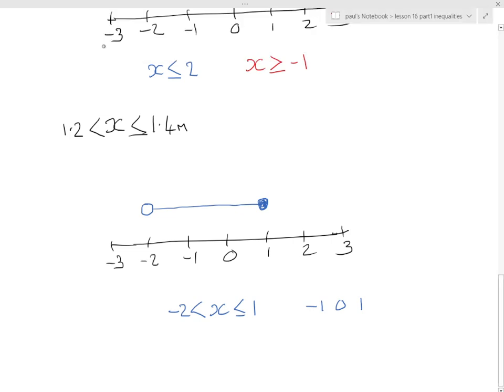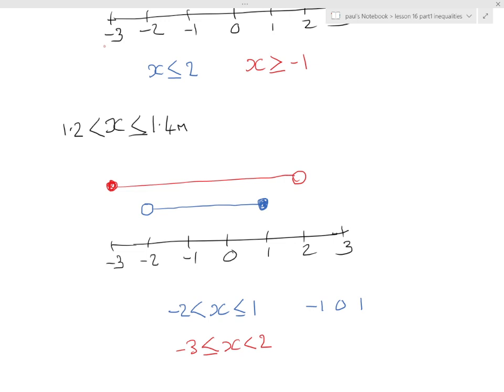And we do it the other way around. We'll do minus 3, x, and 2. Now, so we go to minus 3 and we do a closed dot there. We go to the 2 and do an open dot there. And we link the 2 together.